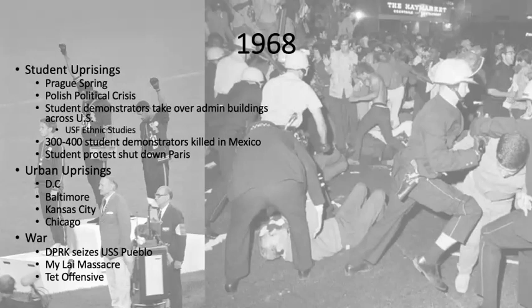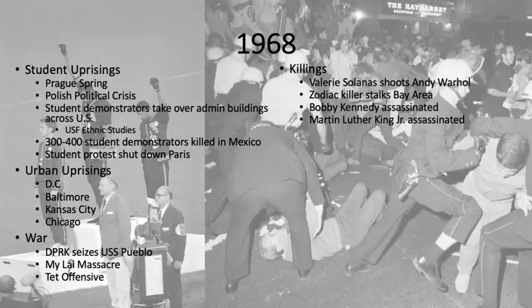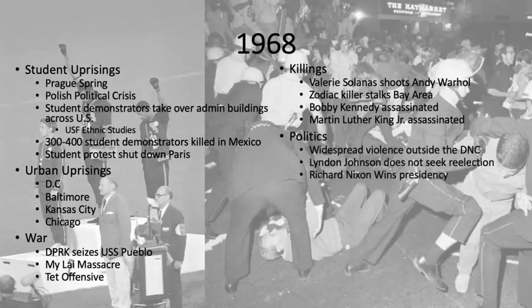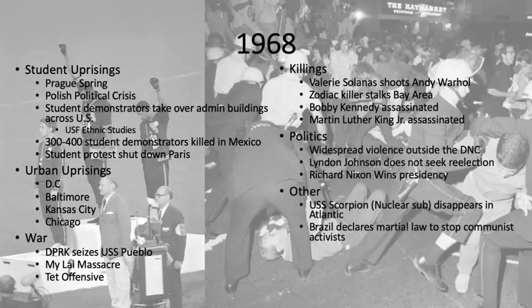That didn't happen in Korea, and it's not happening in Vietnam. There's all kinds of weird murders happening, from Martin Luther King Jr. to Bobby Kennedy, the Zodiac Killer. Andy Warhol is shot. The political violence outside the Democratic National Convention. Richard Nixon wins the presidency.